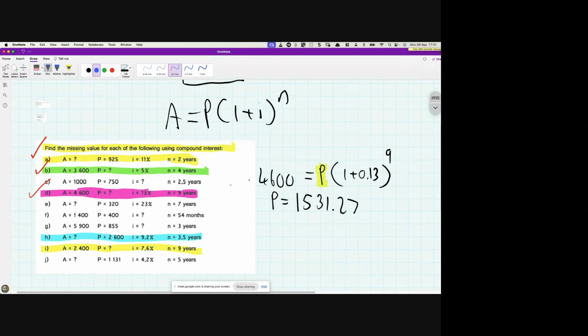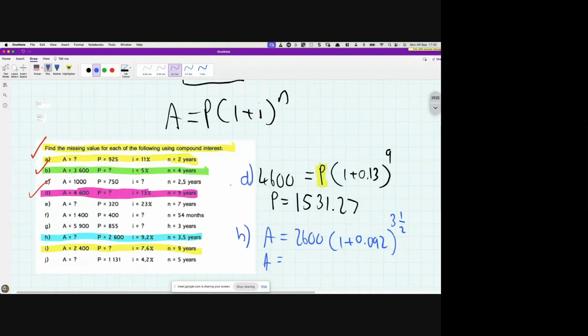So we've done, this is D. For H, I'm just going to have 2,600, 1 plus 0.092. So I have to be careful there, 0.092. And here I have to have 3.5. What are you guys and girls getting for that? Oh, we left out C. That's why I was color coding. We're doing a selection. This is my curated collection for you guys.